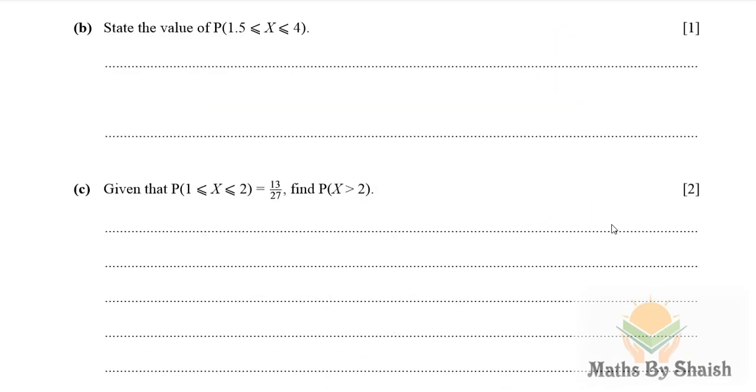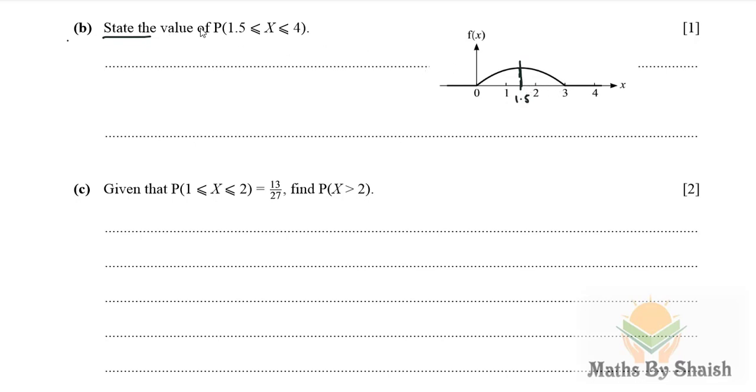And here's the next part, B part. State the value of probability between 1.5 and 4, including 1.5 and 4. So let me bring the diagram here, it would be clear. Yes, so from here we can see, as we have seen in the first part, 1.5 is the expectation, this average. So 1.5 is here, which balances this PDF.